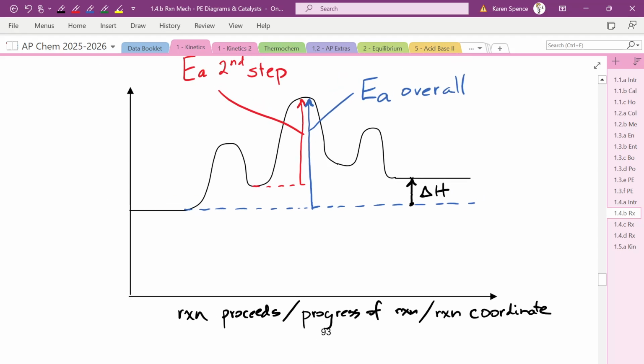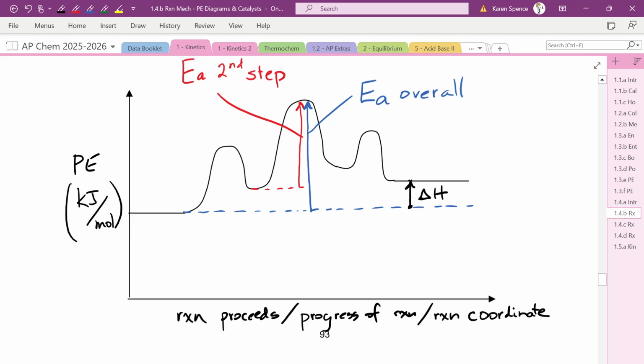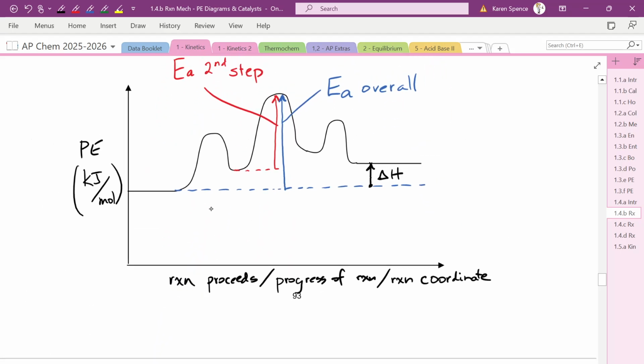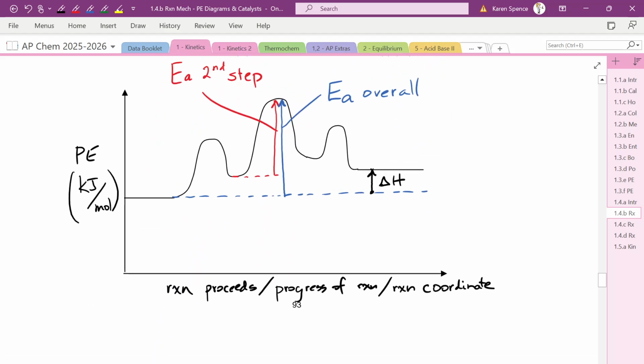How about the y-axis? Potential energy. And what's the unit? Kilojoules per mole. Okay. And where do our activated complexes go? Tops of the peaks. And where do our intermediates go? In the valleys. All right, excellent.